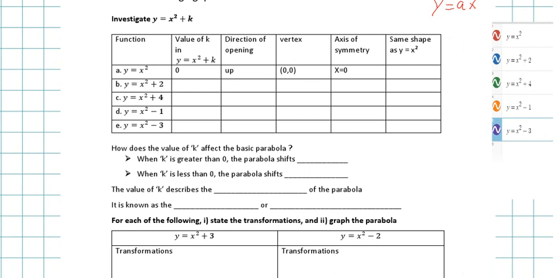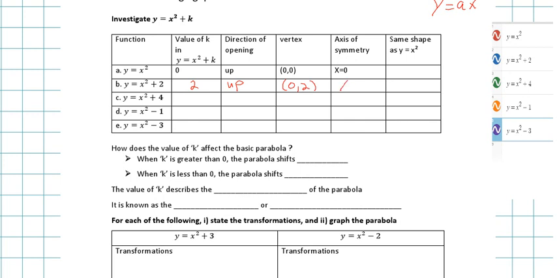The direction of opening. Up. What was your vertex? 0, 2. And the axis of symmetry? X equals 0. Remember that the axis of symmetry is the x value of your vertex. Okay? So it's x equals 0. It's not going to change.